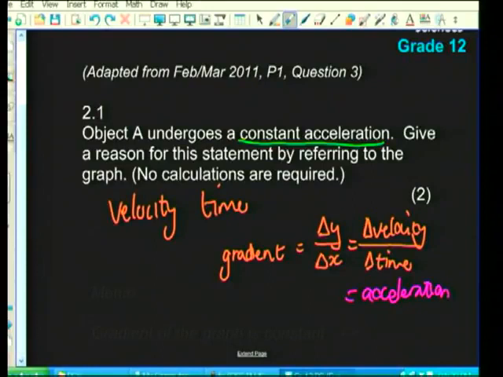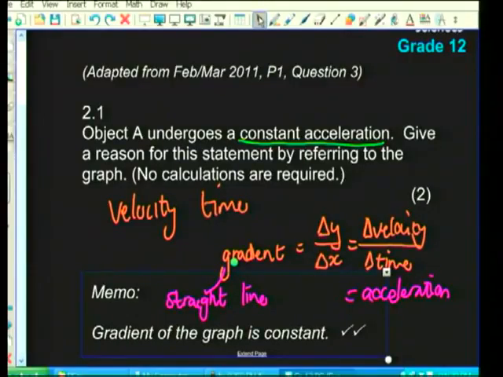So because the gradient is constant for a straight line, you know that the acceleration is also constant, and it's actually negative 9.8 if you consider the graph as a negative, and our memo will tell us exactly the same thing. The gradient of the graph is constant, so therefore it must be undergoing a constant acceleration.